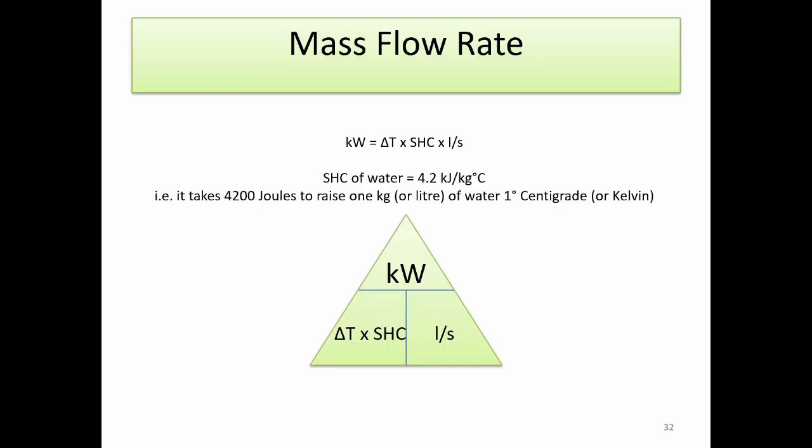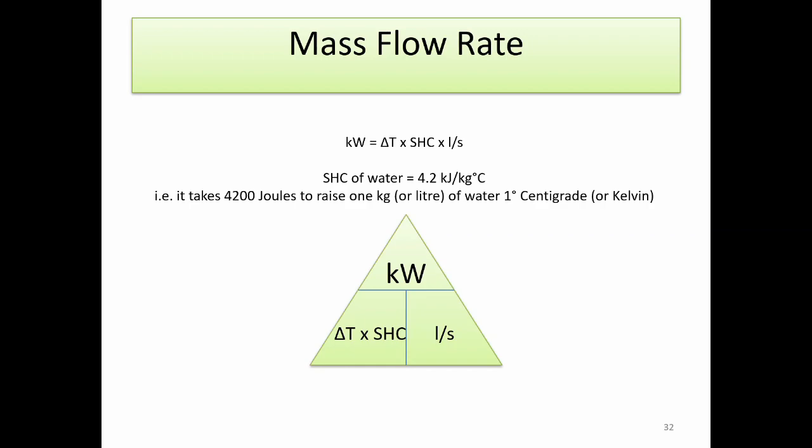Now we come on to mass flow rate, sometimes known as volumetric flow rate. This equation tells us that the power in kilowatts is equal to the delta T, or temperature differential, times the specific heat capacity times the speed of flow in litres per second. We know that the specific heat capacity, or SHC, of water is approximately 4.2 kilojoules per kilogram degrees centigrade. In other words, it takes 4,200 joules of energy to raise 1 kilogram, or 1 litre, of water 1 degree centigrade, or 1 degree Kelvin.